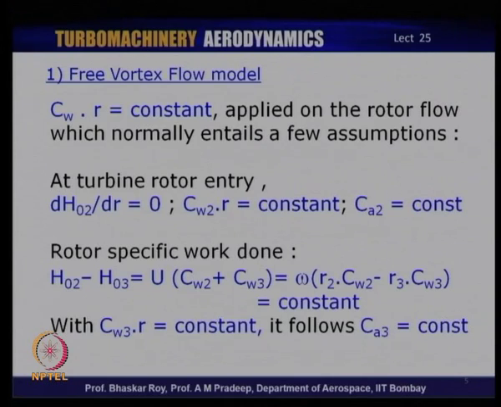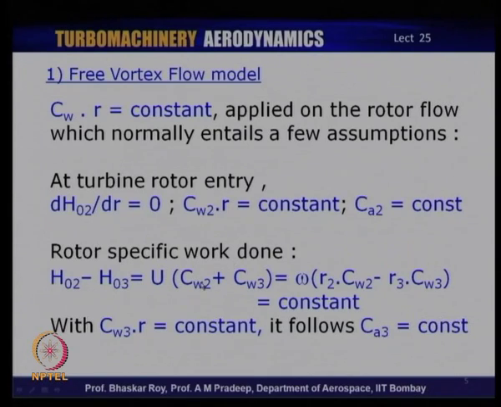So, in the third dimension, that is in the radial direction, now we see that the enthalpy at the entry is constant, CW2 into R is constant, CA2, the axial velocity, is constant, and now we find that the specific work done is also constant, that is, work done per unit mass flow is also constant from root to tip.